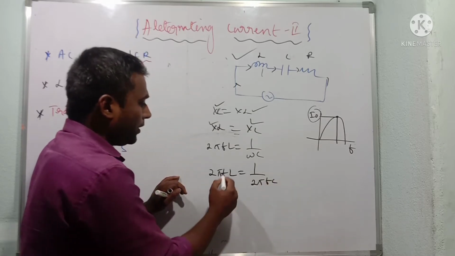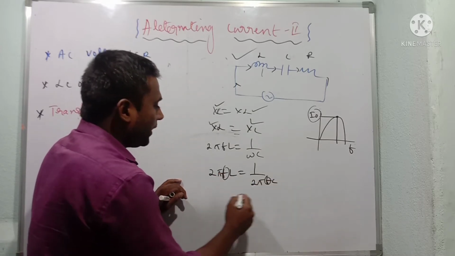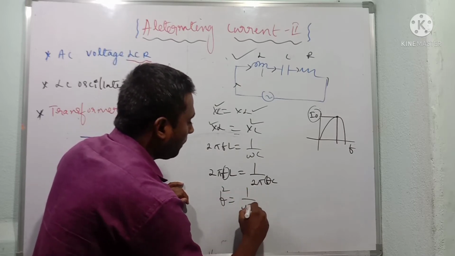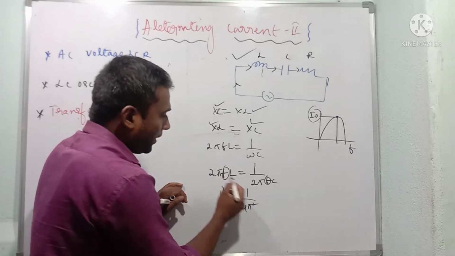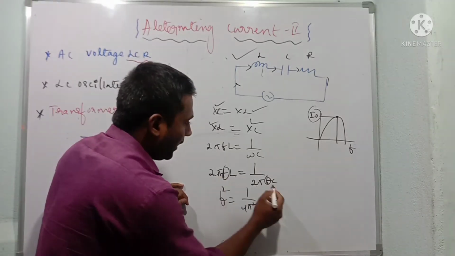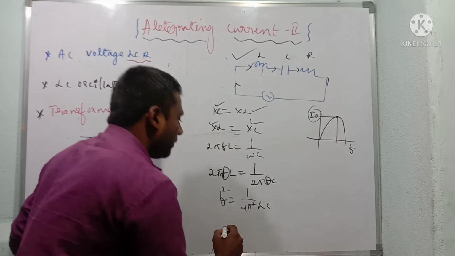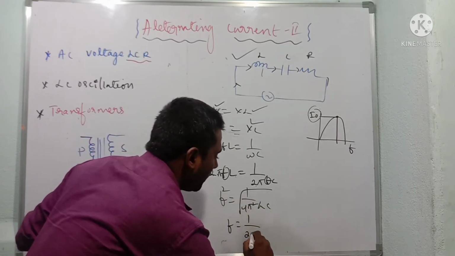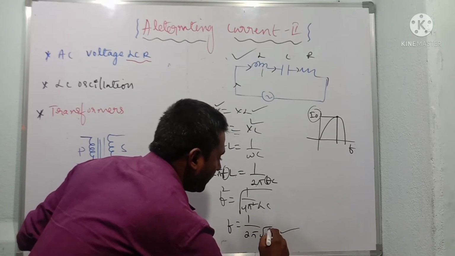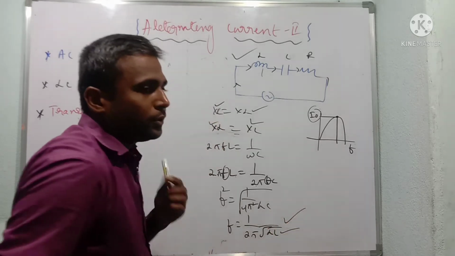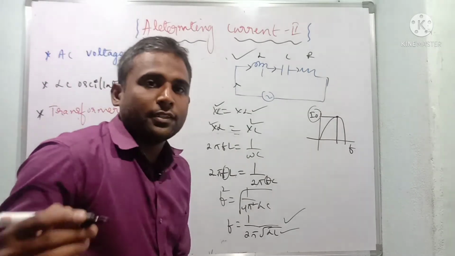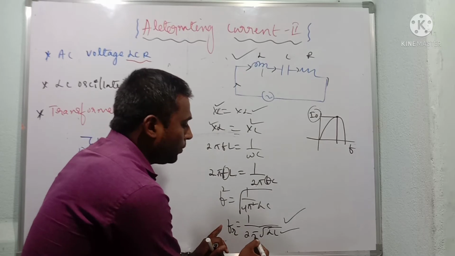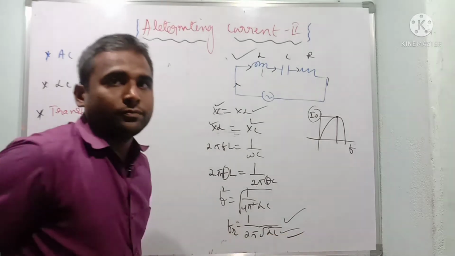Now what do I want to find, children? Frequency. Cross multiplying, you will get F square is equal to 1 over 4 pi square LC. This is 2 into 2, 4, and pi into pi, pi square, and again L into C. So F is equal to, taking the square root, 1 over 2 pi square root of LC. This is a very important formula used in the CET and NEET exams: resonant frequency FR is equal to 1 over 2 pi square root of LC. Please note down.